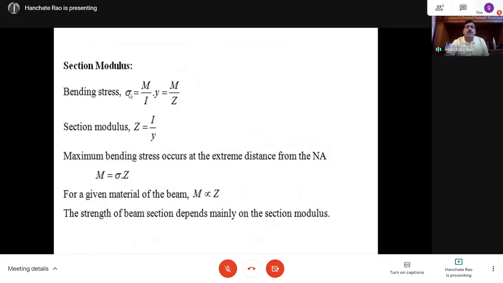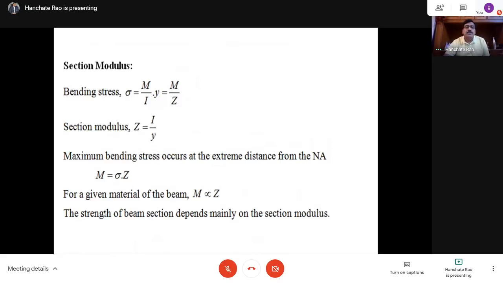So if you see now, sigma is equal to M by Z. So M is equal to sigma into Z. The maximum bending stress occurs at the extreme distance from the neutral axis. We know this because sigma is equal to M by I into y. So sigma becomes maximum when y becomes maximum. So at the extreme fiber, the top fiber, we get the maximum stress, which is equal to sigma into Z.